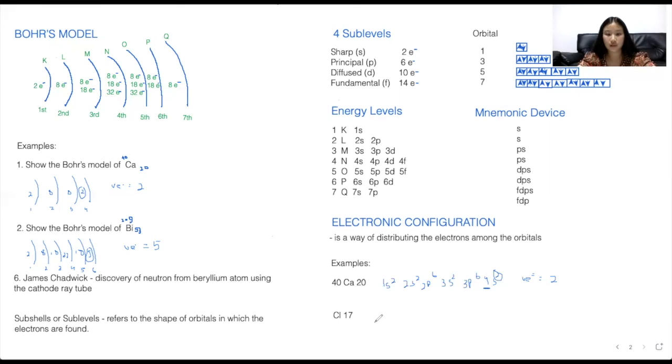Next, we have chlorine-17. So let us do it. 1s2, 2s2, 2p6, 3s2, and 3p5. To get the valence electrons, pick the outermost shell, 3 here, and then sum up this and this. So we have 7.